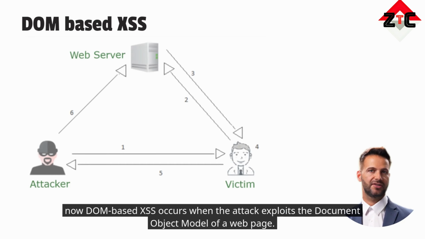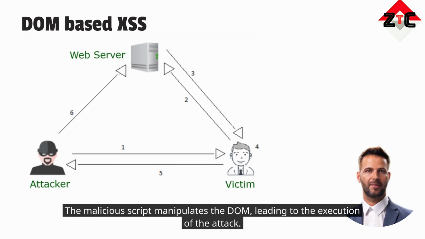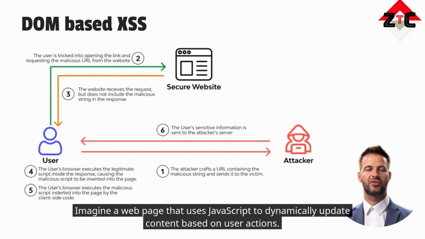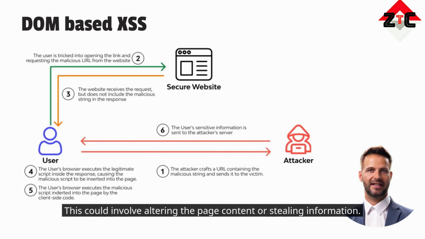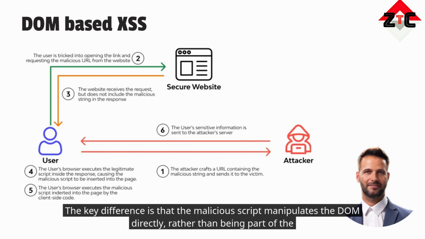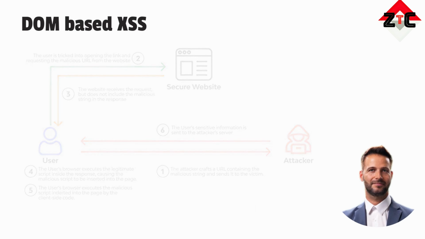DOM-based XSS. Now, DOM-based XSS occurs when the attack exploits the document object model of a web page. The malicious script manipulates the DOM, leading to the execution of the attack. Imagine a web page that uses JavaScript to dynamically update content based on user actions. An attacker crafts a URL that, when clicked, triggers JavaScript on the page to execute unintended actions. This could involve altering the page content or stealing information. The key difference is that the malicious script manipulates the DOM directly, rather than being part of the server's response.